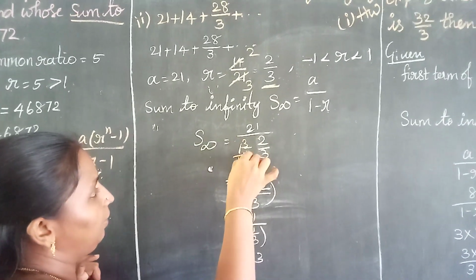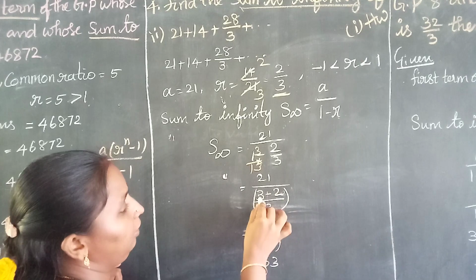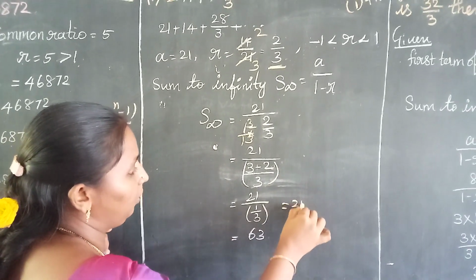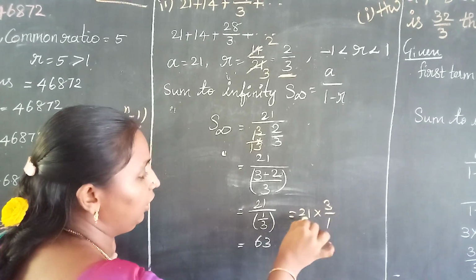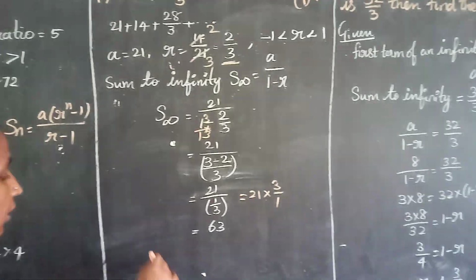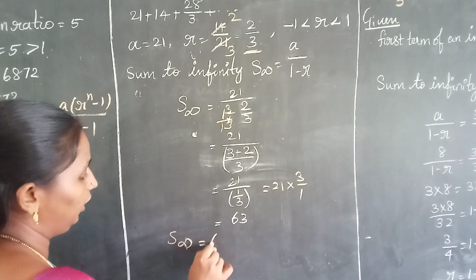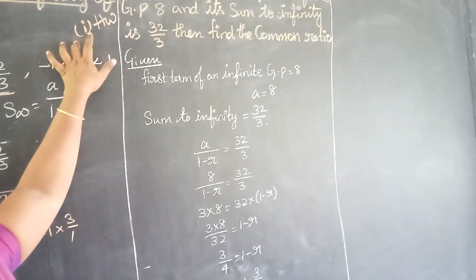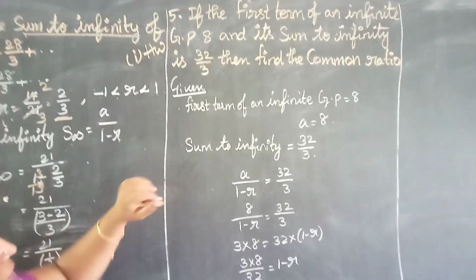Here take LCM, multiply and divide with 3, you will get 3 minus 2 by 3. 3 minus 2 by 3 gives 1 by 3. If you take the reciprocal, you will get 21 into 3 by 1. 21 into 3 is 63. So the sum to infinity, S infinity equals 63. So do the first sum as homework. Okay, next, move on to the fifth one.